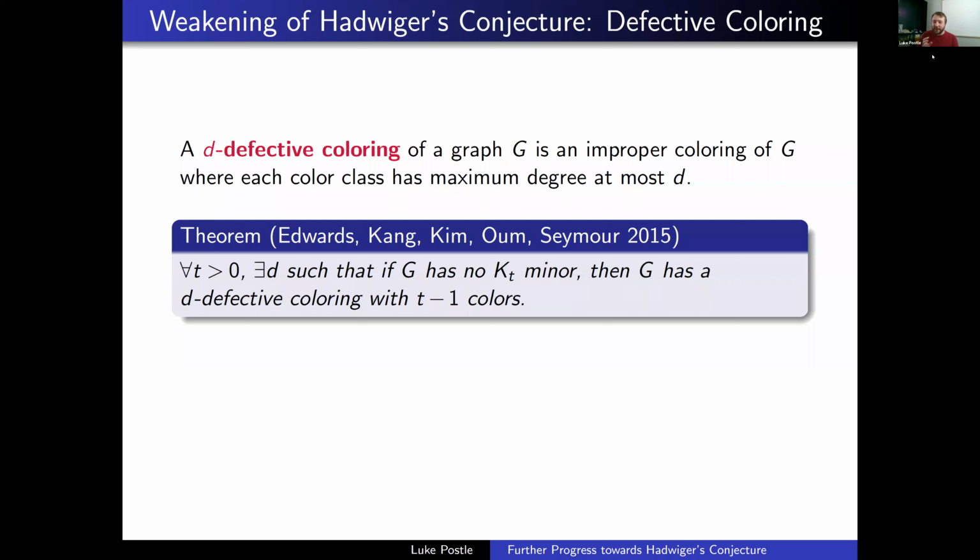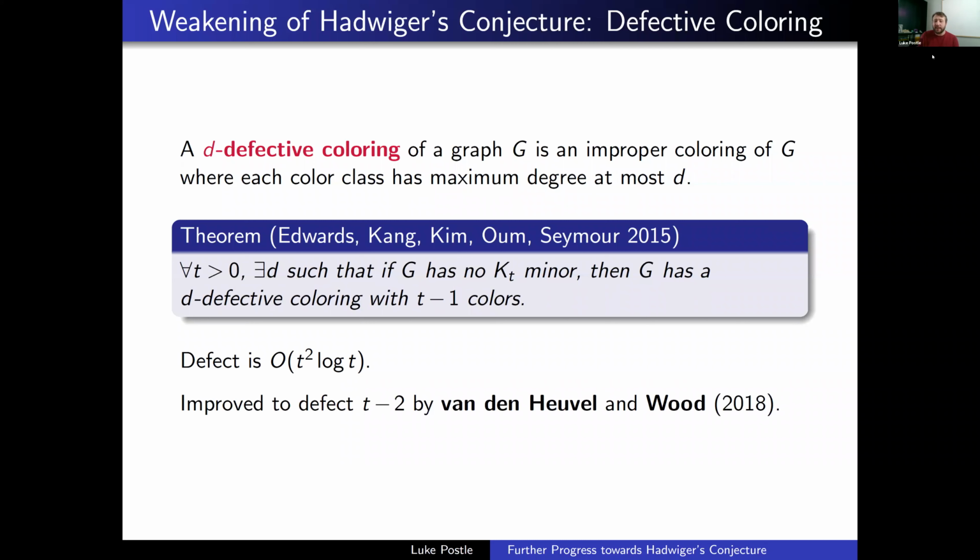So somehow, if you're allowed to squint, if you're allowed the color classes to just be defective with a degree, then you can basically prove Hadwiger's. And the proof there is only maybe a page, so that's very nice. And the defect, as it turns out, is t log squared t, is what they showed.